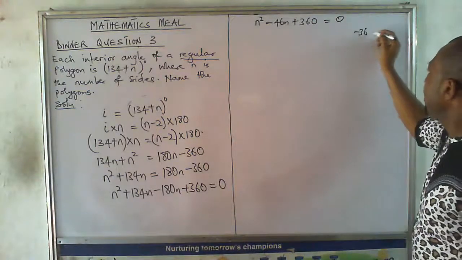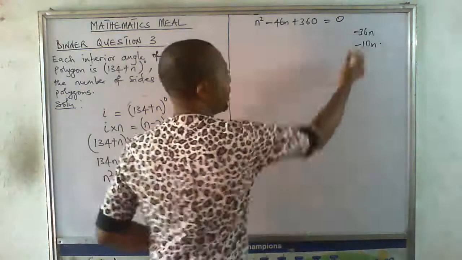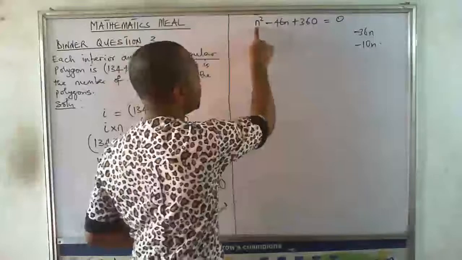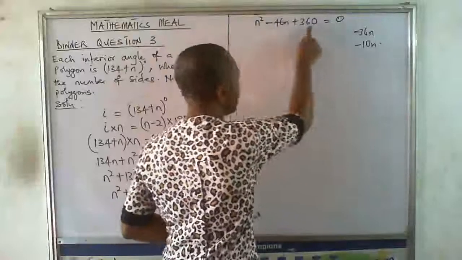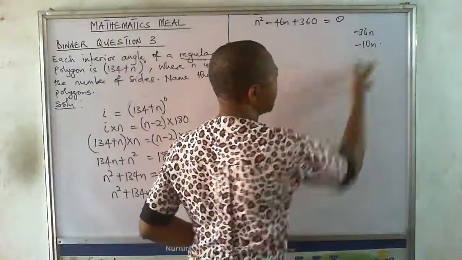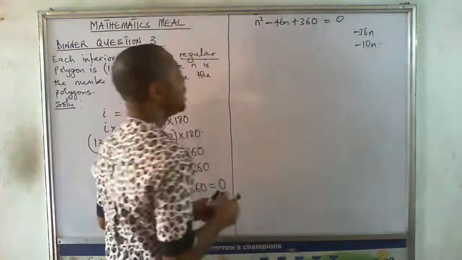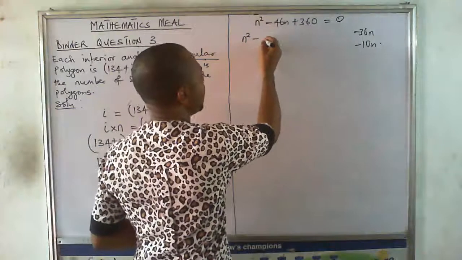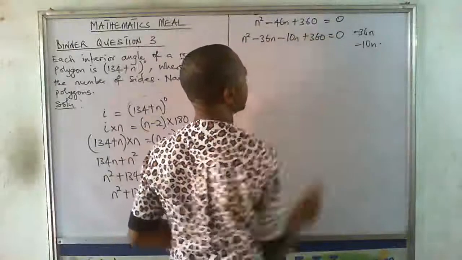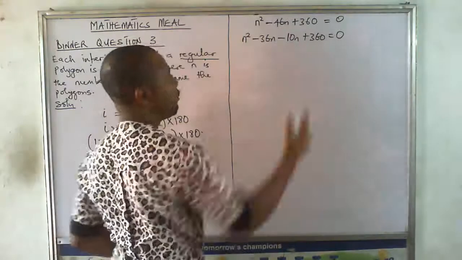That will likely give me minus 36n and minus 10n. Two of them will do that, because minus 36 times minus 10 will give us plus 360, which is what you get when you multiply n squared and 360. And when you sum minus 36n and minus 10n, you get minus 46n. So I will use the two of them to replace the middle term. So I have n squared minus 36n minus 10n plus 360 is equal to 0. Now we can factorize by grouping.